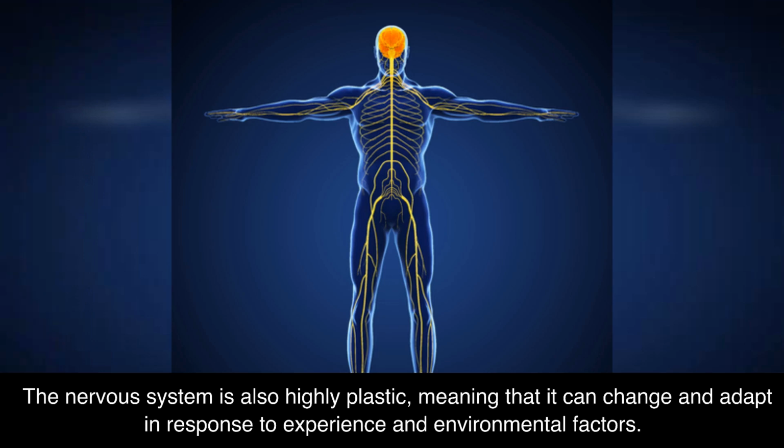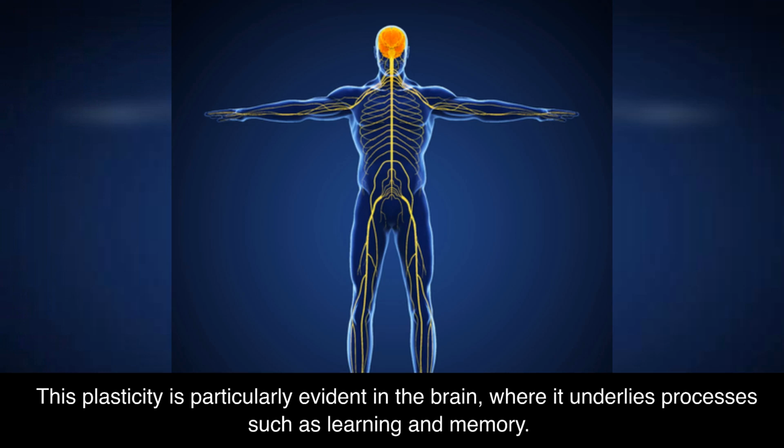The nervous system is also highly plastic, meaning that it can change and adapt in response to experience and environmental factors. This plasticity is particularly evident in the brain, where it underlies processes such as learning and memory.